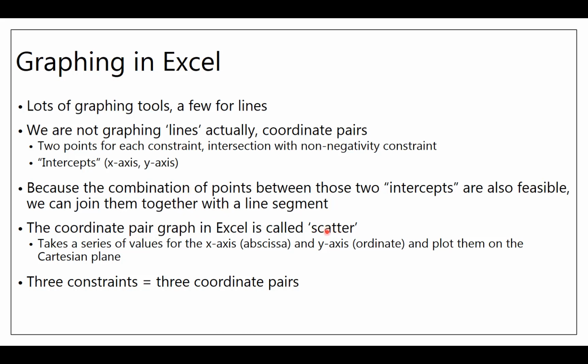In Excel, the actual name will differ depending on what version of Excel you have, but the keyword for the type of graph we want to use is called scatter. In some places it's an XY scatter, and in others it's just called a scatter plot or something like that. But what it does is it takes a series of values for the x-axis, which some people refer to as the abscissa, and then a second one for the ordinate or the y-axis, and then puts them on a Cartesian plane, right? So an xy or abscissa versus ordinate axis.